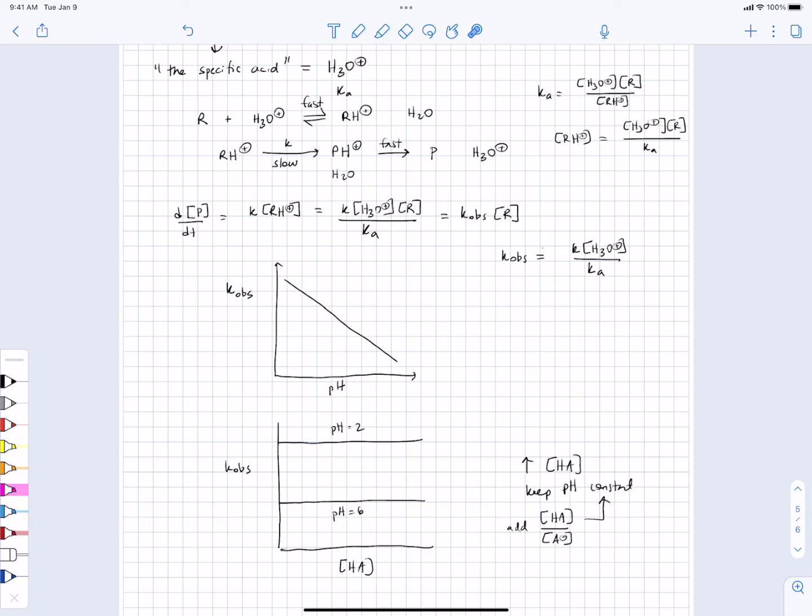So when we get back next time, we'll talk about general acid catalysis, and you'll like that better because there are fewer steps to write when you do general acid catalysis.